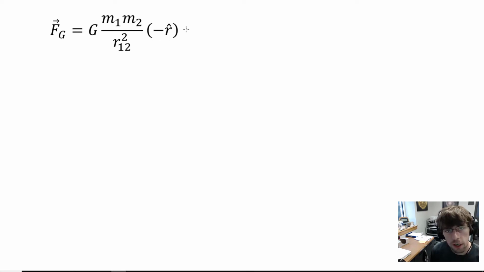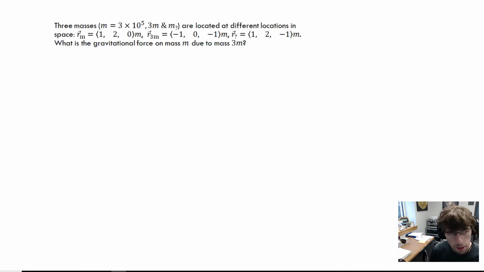Now, of course, you've seen the r hat vectors, or you've seen the hat notation before in terms of unit vectors, and just a little bit more practice on how to do this algebraically. So let's go ahead and close that out. Let's get this problem up.